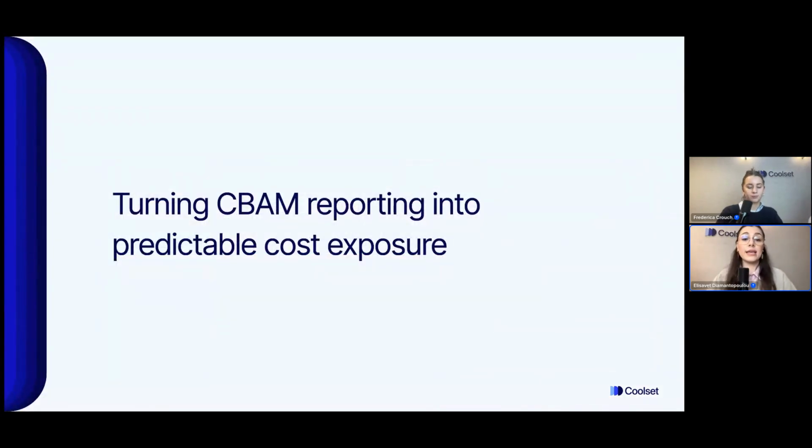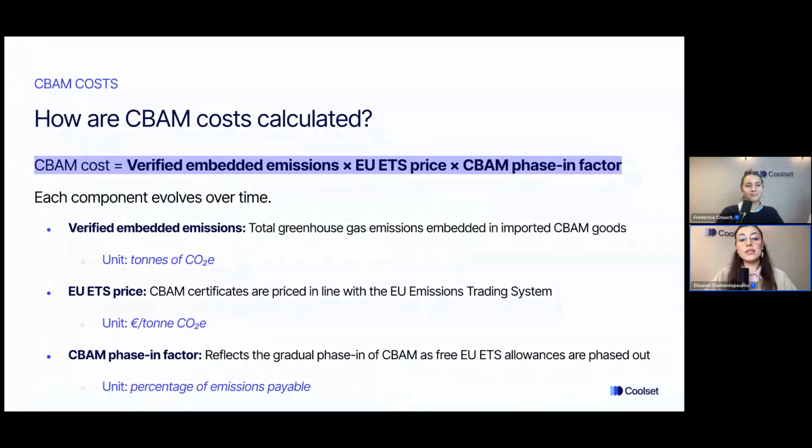Moving on to what I think is the last point for today: now that we understand the default values and what influences the costs, how can we use our reporting in order to already predict what our cost exposure will be? I think the most important thing in this, and I know there are questions in the chat about this, is to understand how to calculate the CBAM costs, so you can know what will influence that cost clearly.